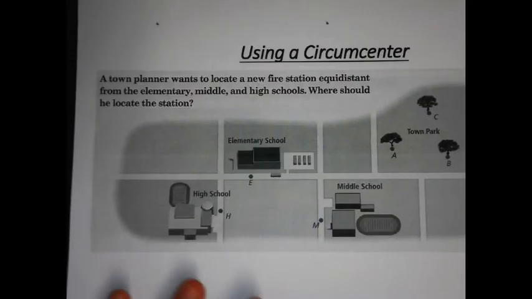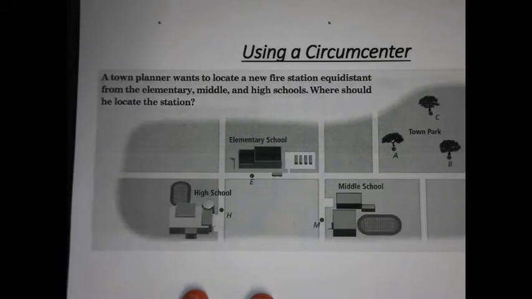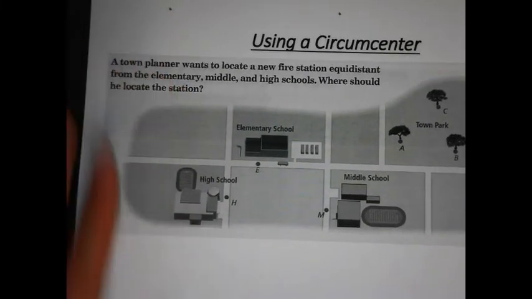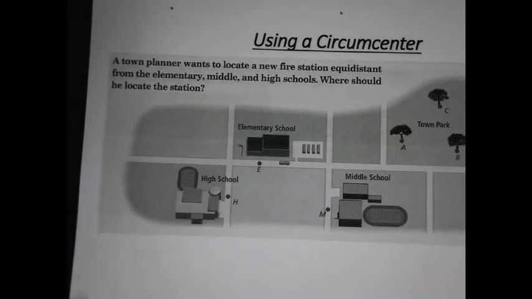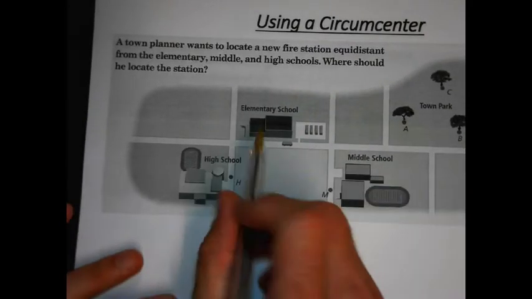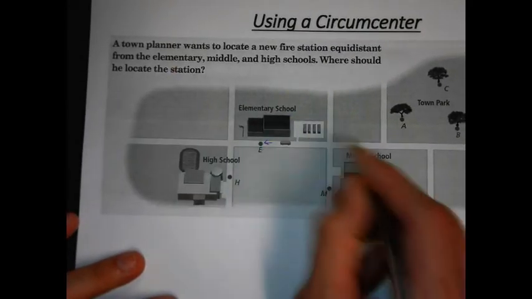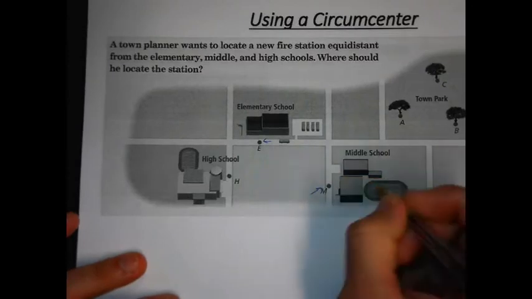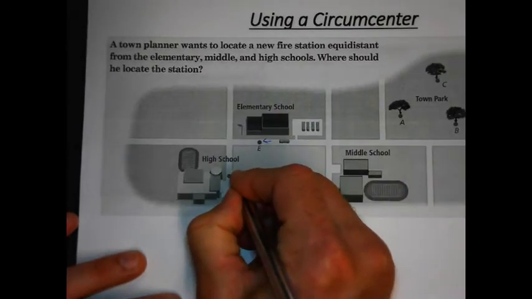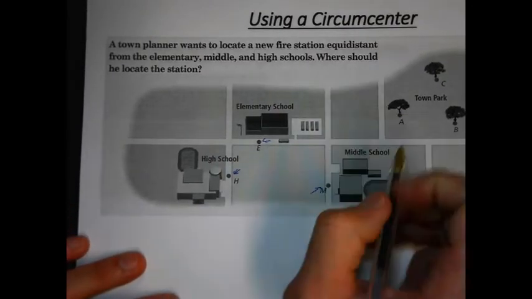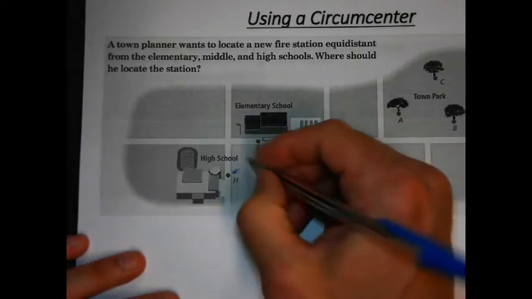Well, as real world as we can make it currently, a town planner wants to locate a new fire station equidistant from the elementary, middle, and high school. Where should we locate the station? So this is what's kind of neat about this question. We have an elementary school located here. We have a middle school located here, and a high school here. And the question is, where would equidistant to all three be?